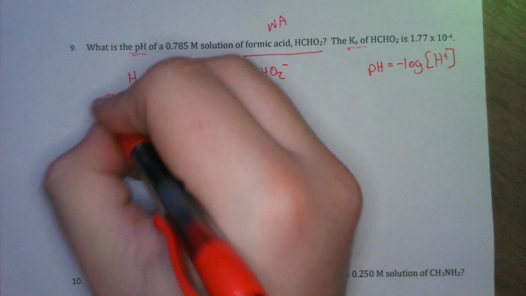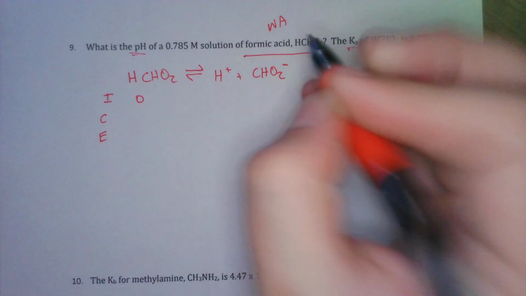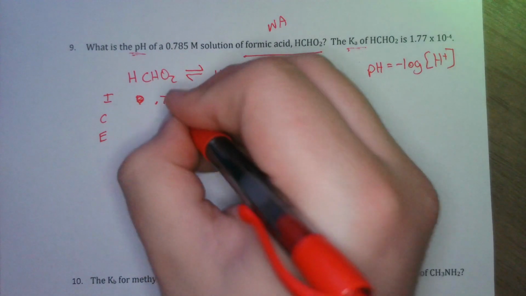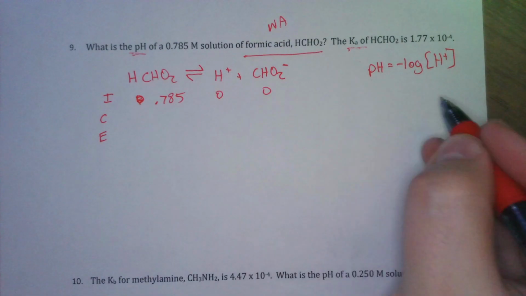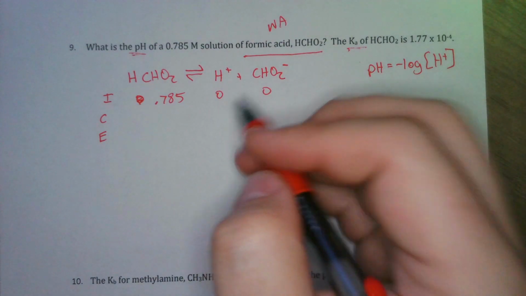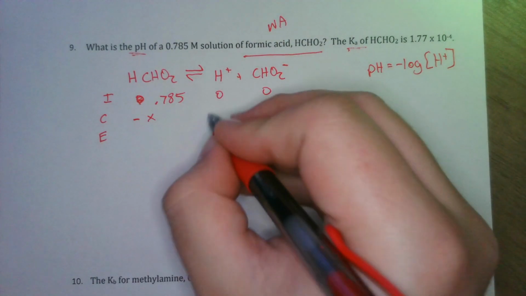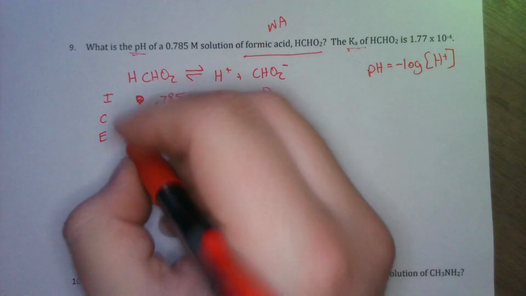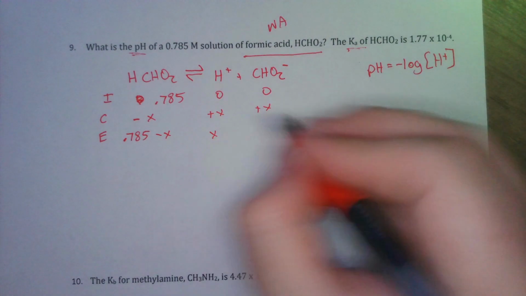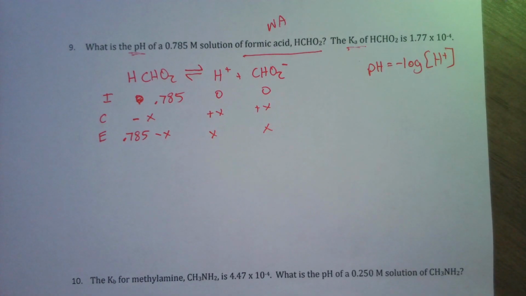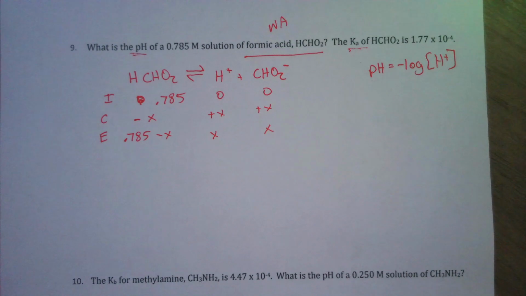My ice table, my initial amounts of everything are 0.785, 0, and 0. My reaction has to proceed to the right because that's where my zeros are. So minus x, plus x, plus x, 0.785 minus x. x and x are my equilibrium concentrations.